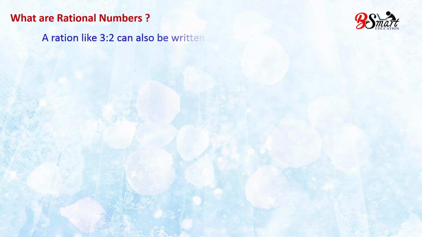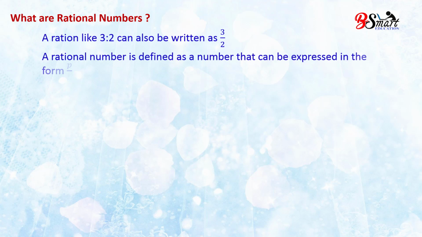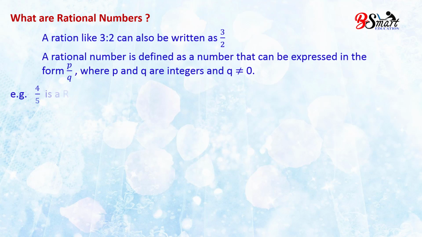What are rational numbers? The word rational arises from the term ratio. You know that a ratio like 3:2 can also be written as 3/2. Here 3 and 2 are natural numbers. A rational number is defined as a number that can be expressed in the form p by q, where p and q are integers and q not equal to 0. For example, 4 by 5 is a rational number. Here p equal to 4 and q equal to 5.